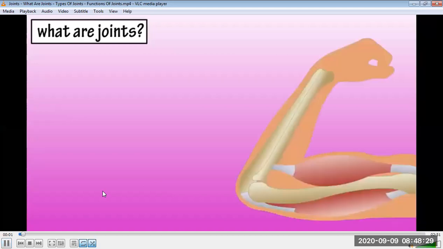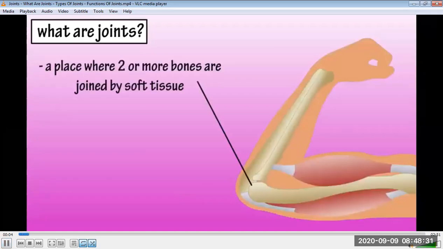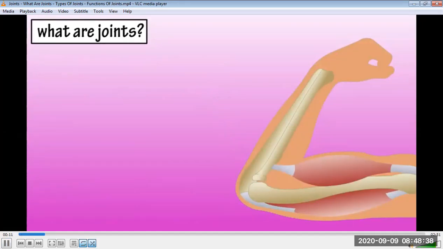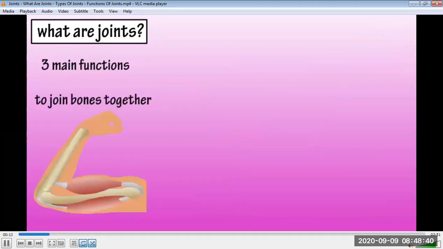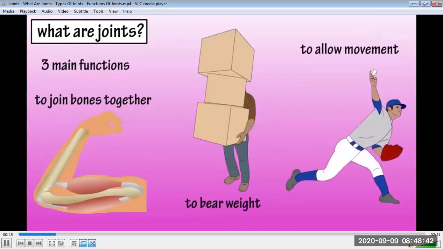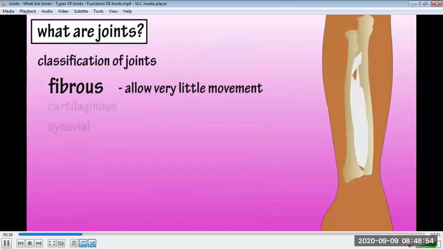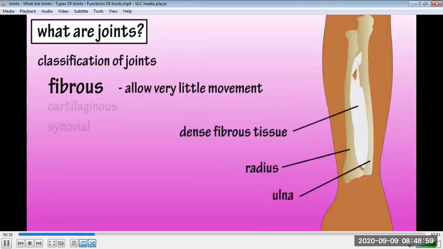In the body, a joint is a place where two or more bones are joined by soft tissue. If two bones meet, it's a simple joint, and if three or more bones meet, it's a compound joint. Joints have three main functions: to join bones together, to bear weight, and to allow the body to move. There are many different ways to classify joints, and in this video, we're going to divide them into three groups: fibrous, cartilaginous, and synovial. Fibrous joints allow very little movement and are attached by dense fibrous connective tissue. The connection between the radius and the ulna bones in the forearm is an example of a fibrous joint.